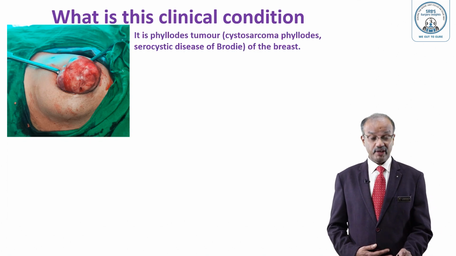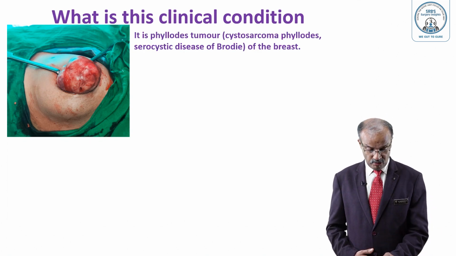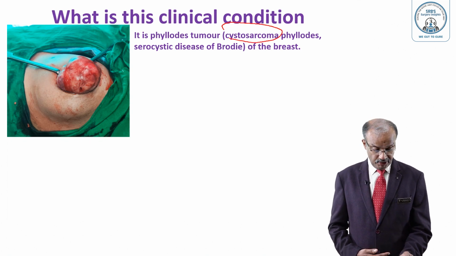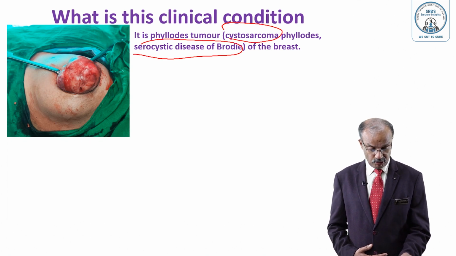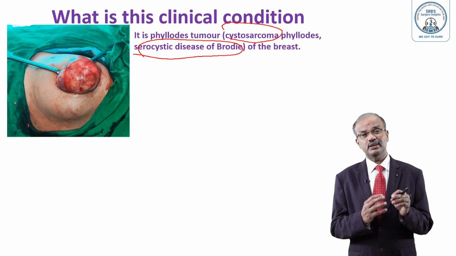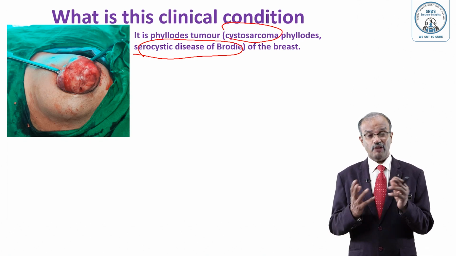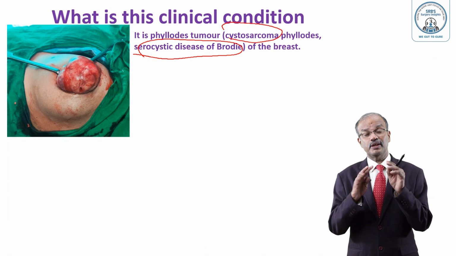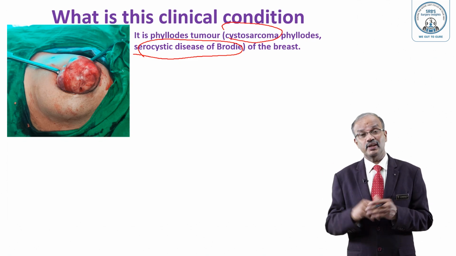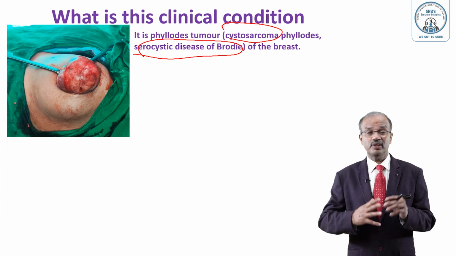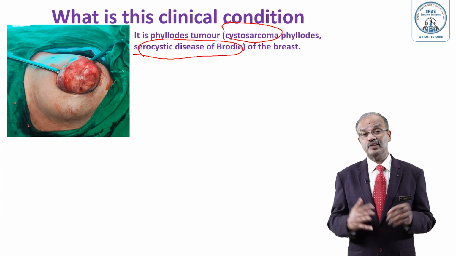So, it is Phyllodes tumor, cystosarcoma phyllodes. It's a misnomer. It is not a sarcoma. It's also called serocystic disease of Brodie because it is a typical cystic and neoplastic condition, both well capsulated, and it doesn't get attached to the skin, so you can probe the skin actually. Over the summit necrosis can occur, but it doesn't get adherent, unlike carcinoma breast.